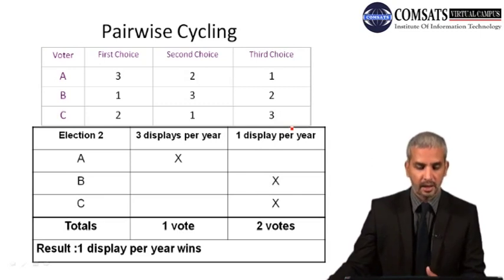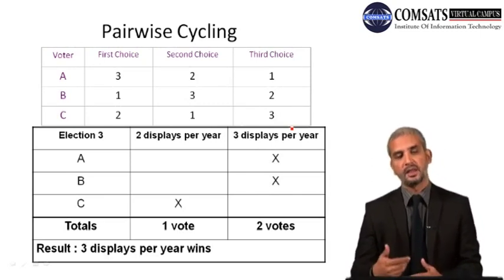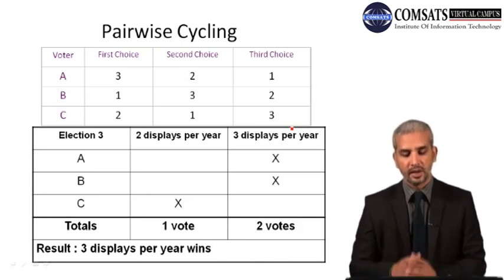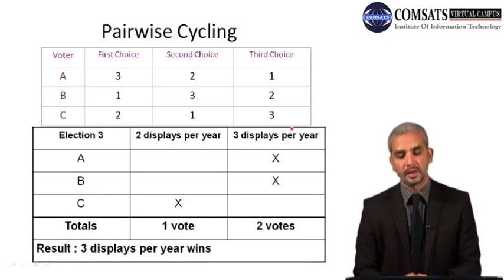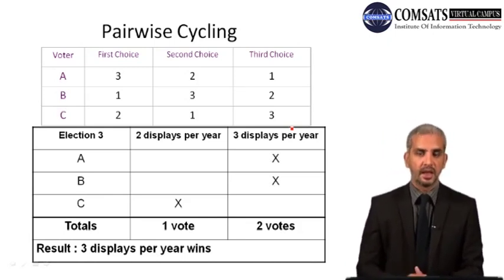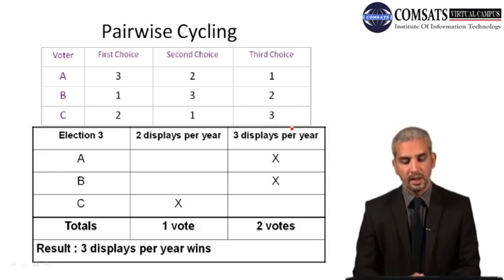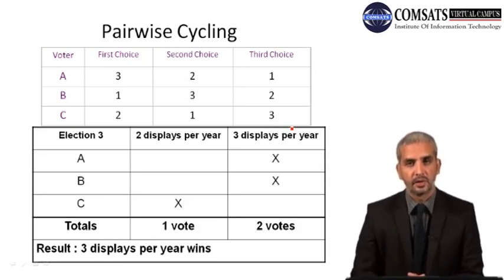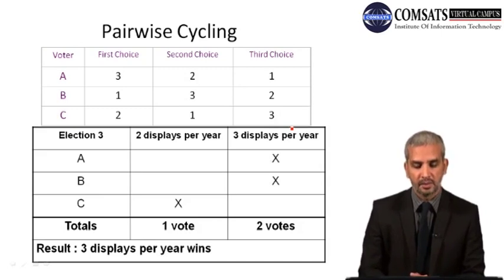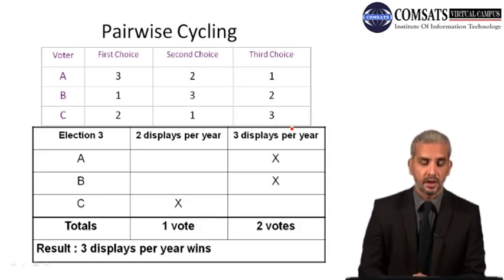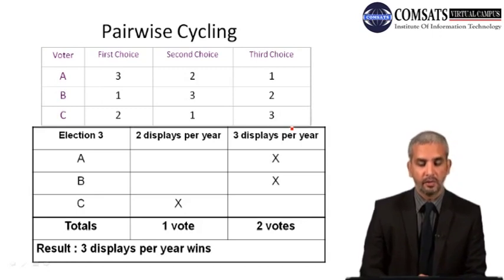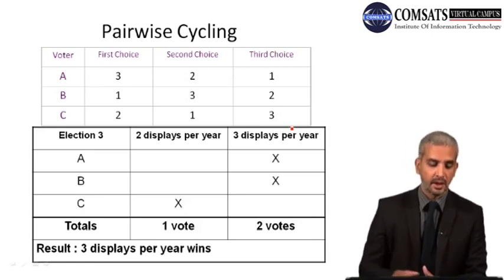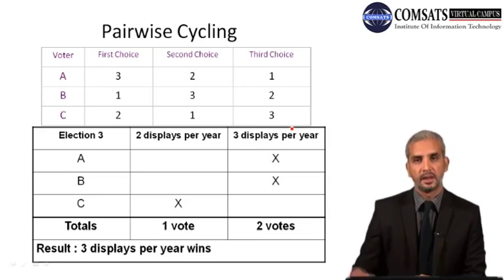Coming again, if they are paired in a different way, that is 2 displays per year and 3 displays per year, this is the third election in which A would choose 3 displays per year, that was his first choice. B would choose 3 displays per year again because that was his second choice, and C would choose 2 displays per year, that was his or her first choice. Based on these alternatives, 3 displays per year would win.